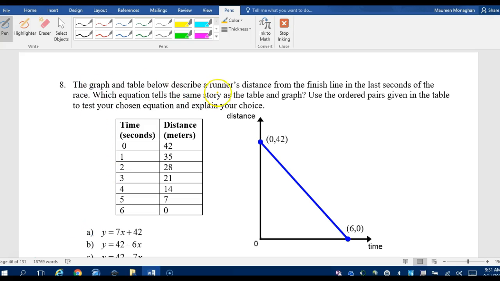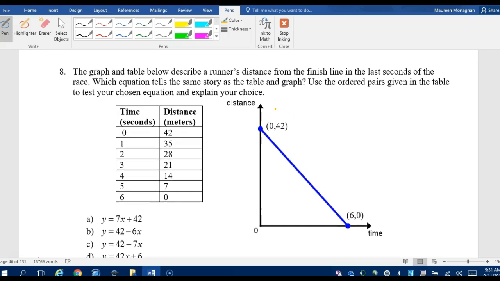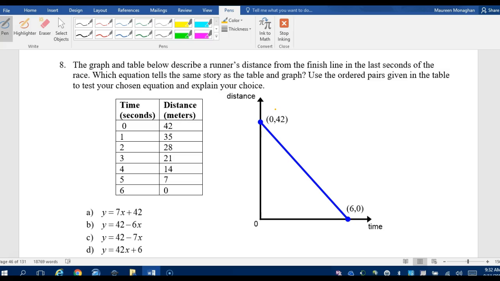The graph and table below describe a runner's distance from the finish line in the last seconds of the race. Which equation tells the same story as the table and graph? Use the ordered pairs given in the table to test your chosen equation and explain your answer. Okay, so we have 4 choices. If I'm looking at this graph, what do we know is happening with the rate of change? It's going downhill left to right, so right off the bat, I'm going to notice that it has a negative rate of change.